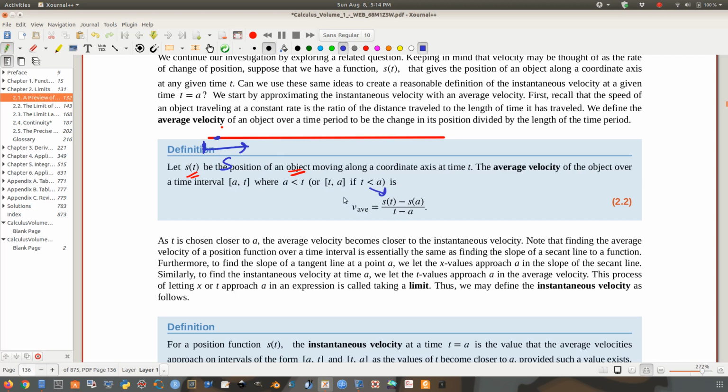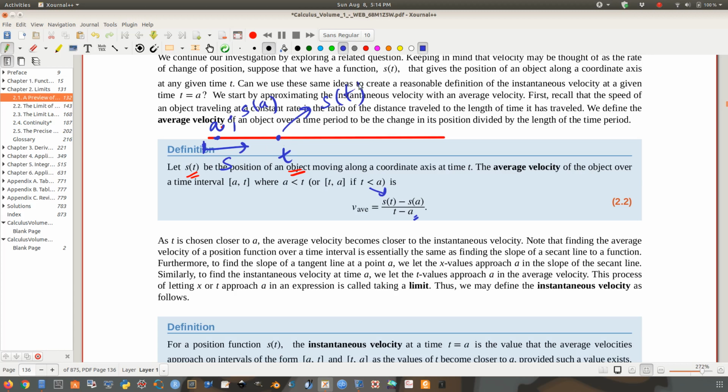So now at time t, we start at time A in the beginning. So this is A, our initial time, and our position will be S of A. Now at a later time t, let's say we are at some other position, S of t. Then what is the average speed?